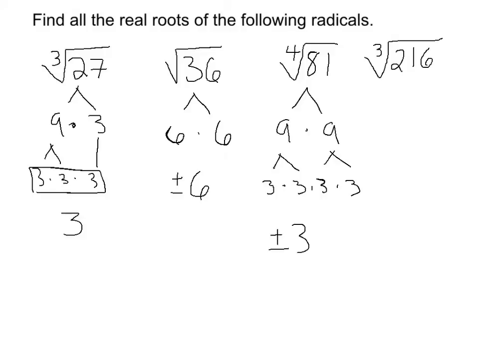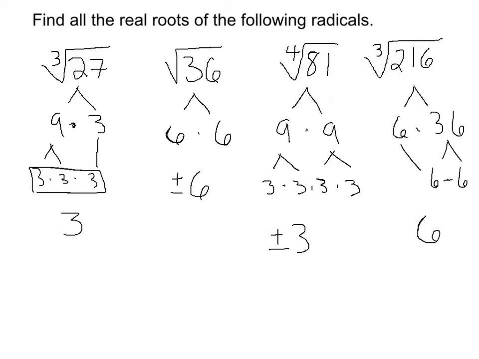Let me look at the last one, the cube root of 216. Again, we look at this index, and we know that it's only going to be a positive number. If I factor this out, I'll find that 6 times 36 is a factor of 216, and 36 can be reduced to 6 times 6. So there's our 1, 2, 3, three 6s, and so it's a positive 6.